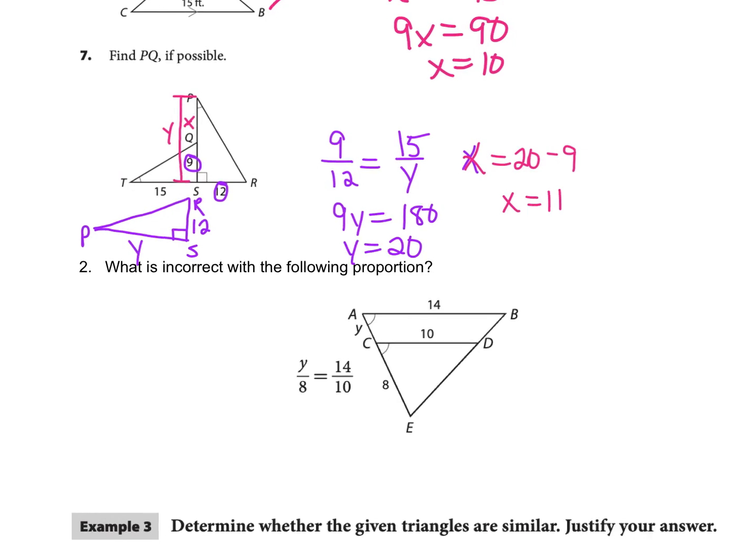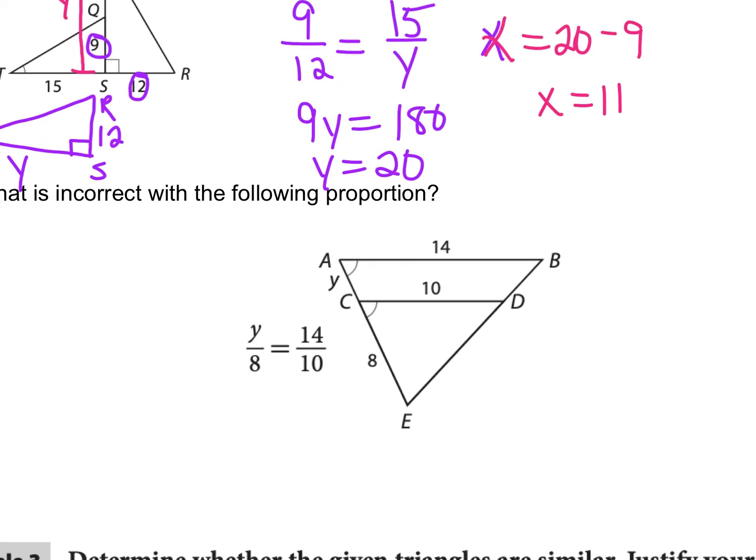What is incorrect with the following proportion? Well, I got Y is to 8. All right, so we got big is to little as big is to little. Except that Y is not the big side. The big side is Y plus 8.